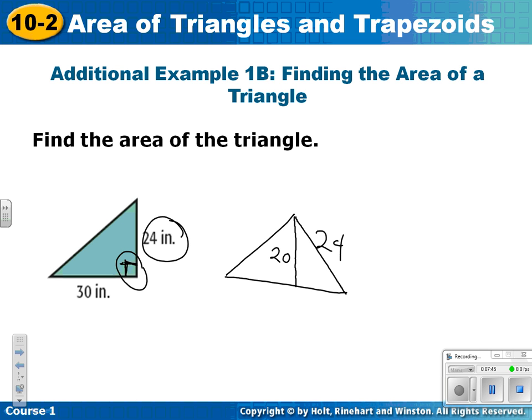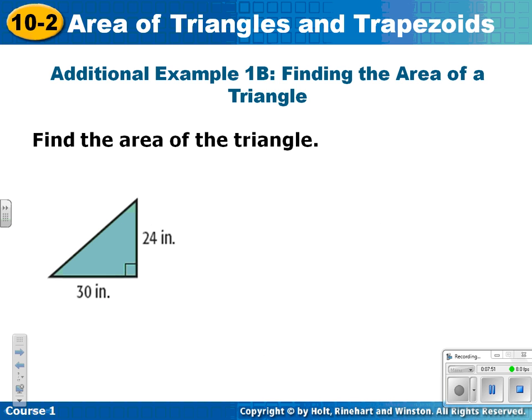Okay? So, let's find the area of this triangle. The area of this triangle says is what? What's the algebraic expression for finding the area of a triangle?